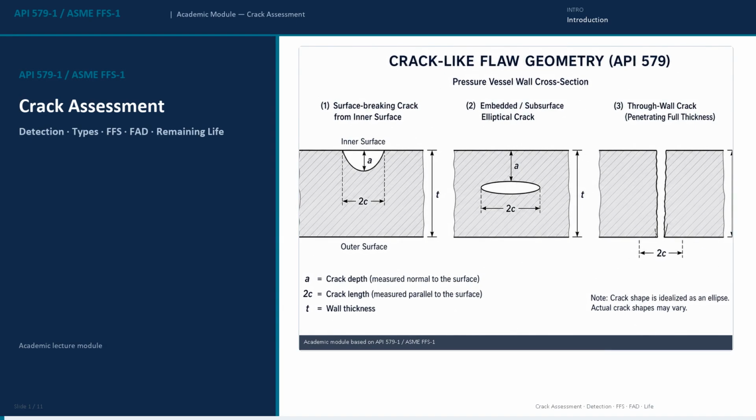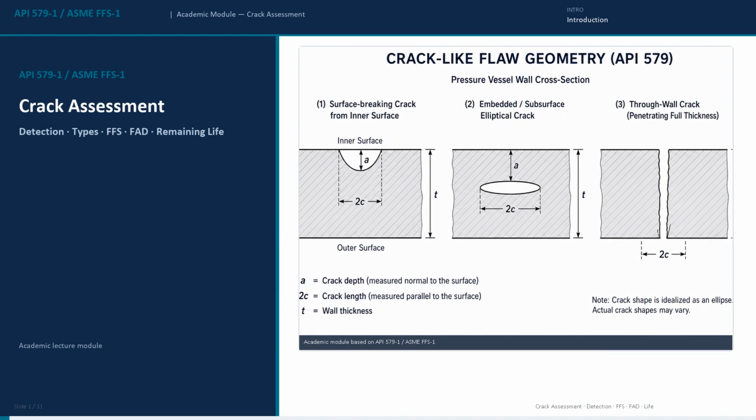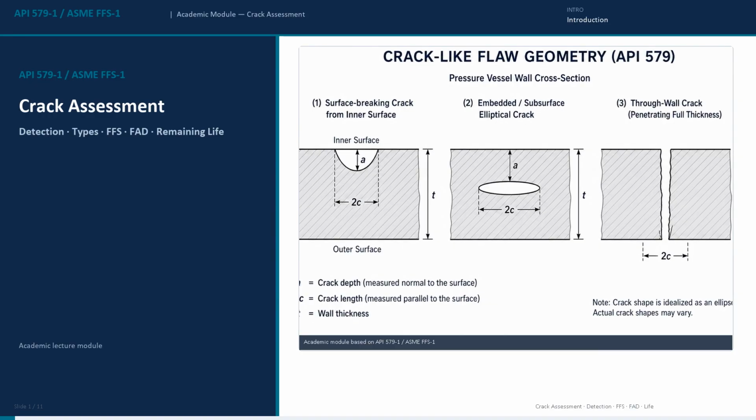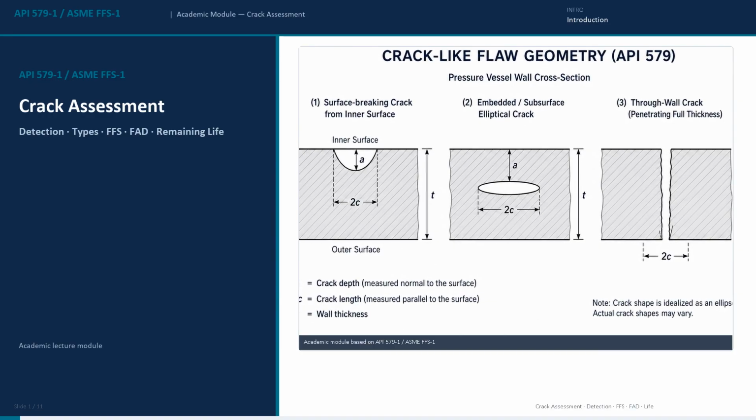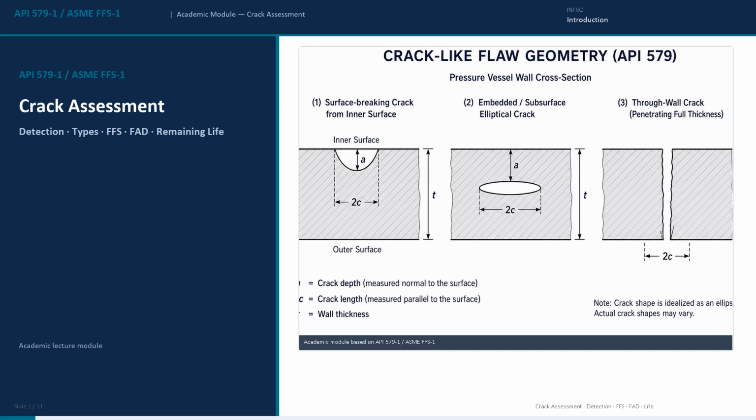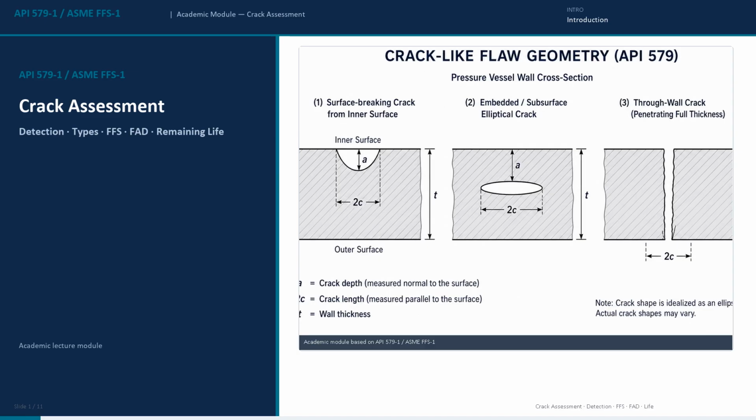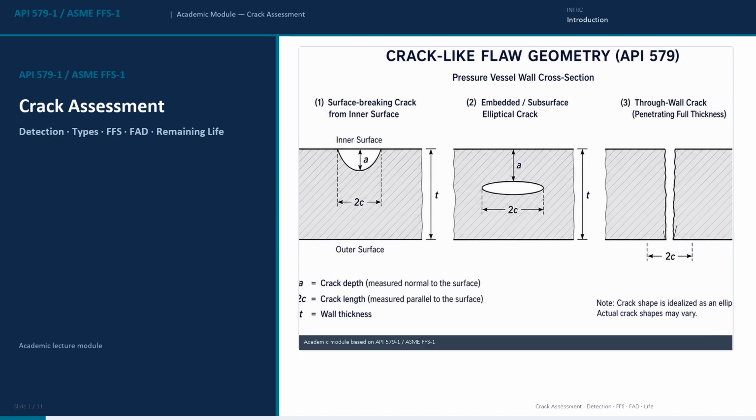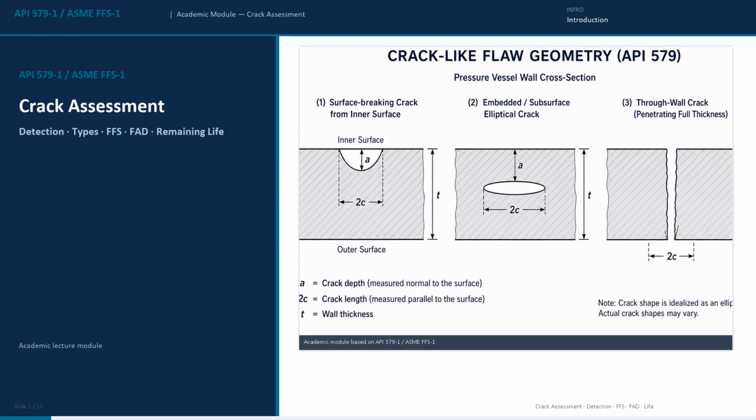Welcome. Today we're walking through crack assessment for pressure equipment, following API 579-1/ASME FFS-1. The idea is simple. Once you find a crack-like flaw, how do you decide whether the component can stay in service, and for how long? Think of crack assessment as a decision chain.